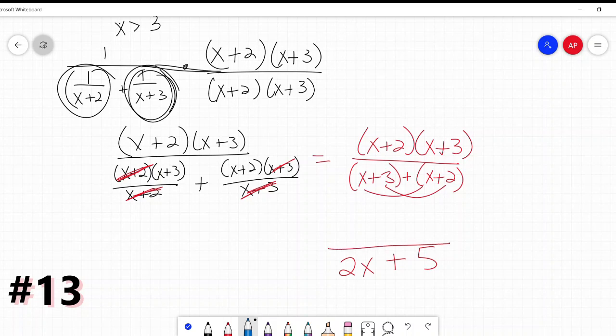On the top, I'm going to use FOIL or distribution, depending what your teacher has called it, and multiply everything. I'm doing this very quickly. So x times x is x squared. x times 3 is 3x. 2 times x is 2x. 2 times 3 is 6. And then these like terms, 3x and 2x, can be combined to be 5x. So x squared plus 5x plus 6 over 2x plus 5, which is option B.